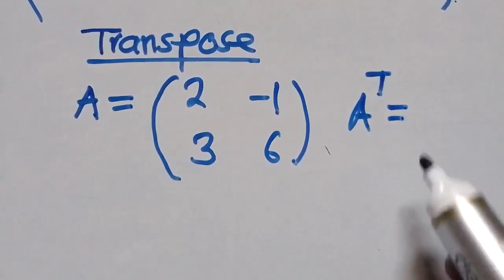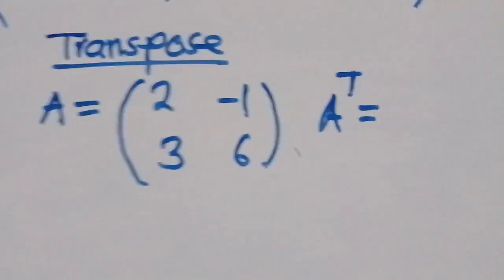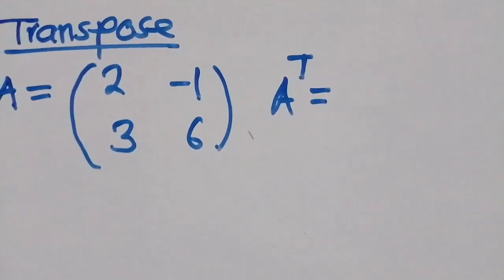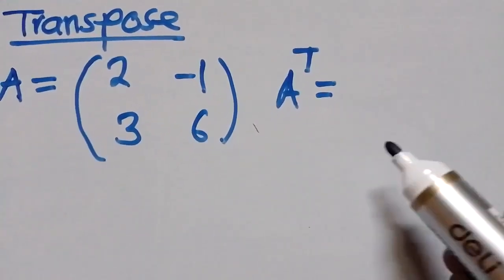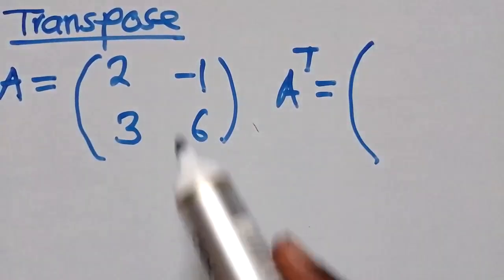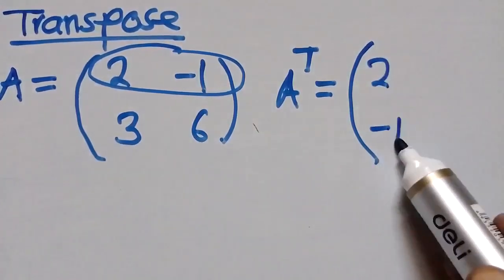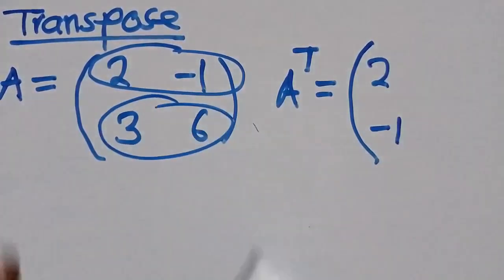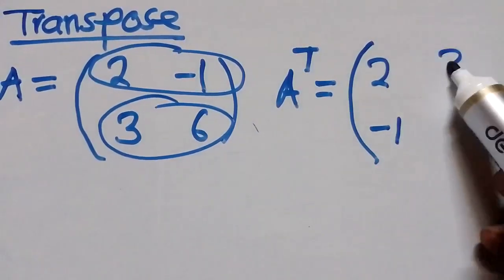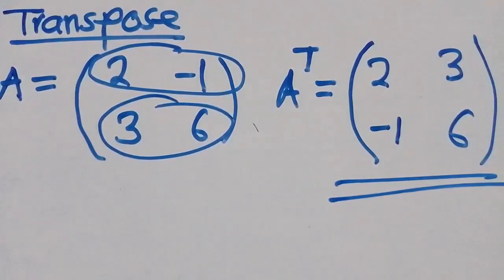It can come in this way, or it can come in a way where you are told to find the transpose. If it comes in this way, rows will become columns. The transpose of A is equal to, this is a row, when it becomes a column, it will be 2, negative 1. This one becomes a column like this. 3 will go there, 6 will be here like this. You are done.